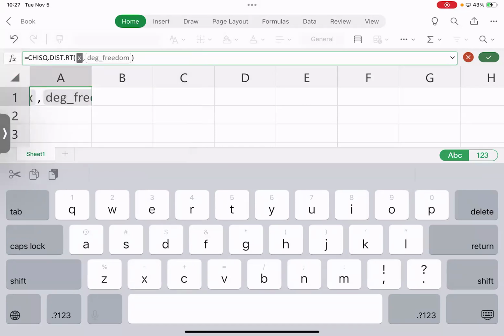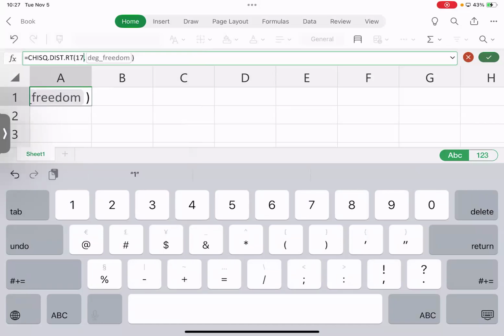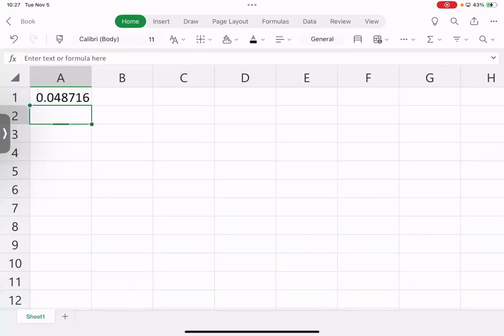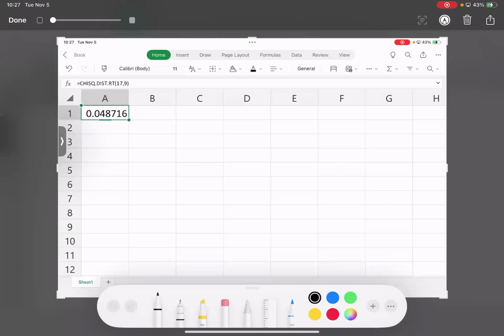Let's do 17 as my chi-squared that I wanted to play around with. And we had 9 degrees of freedom in that example. Return. And I get 0.048716, which feels pretty good. It is between 0.02 and 0.05, right? But now I know I can find the exact p-value.